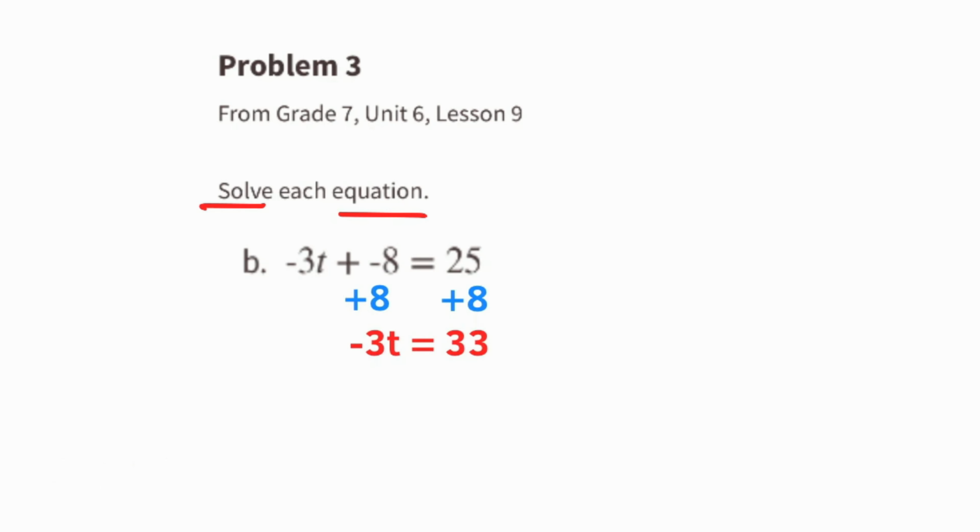Since we're solving for t and we need to know the value for 1t, we need to divide negative 3t by negative 3, because negative 3 divided by negative 3 equals positive 1. Negative 3t divided by negative 3 would equal positive 1t, or t. Whatever we do to one side, we do to the other. 33 divided by negative 3 equals negative 11. So t equals negative 11.